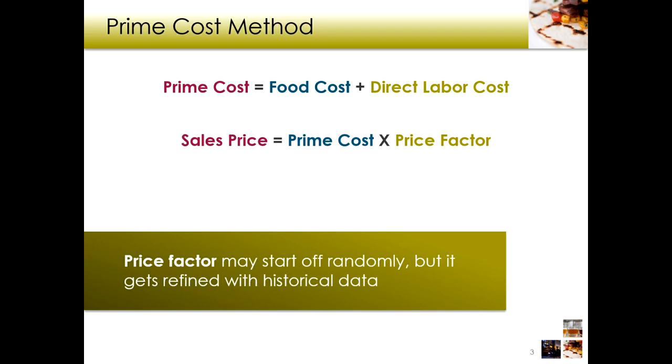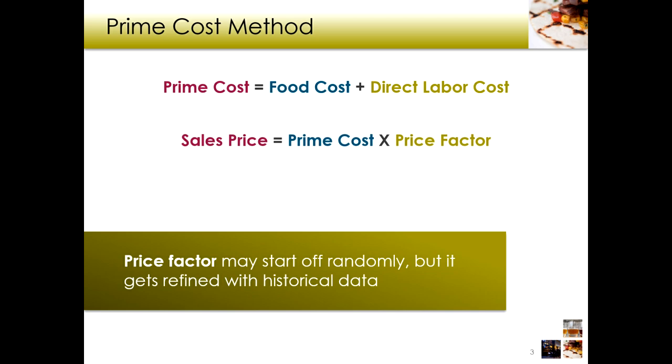You start with a number that you think is close, and then as you go through and actually calculate your food costs for the month and figure out how you're doing, that price factor may change. So over time, it can get a little bit better, a little bit worse, right? Price factor is simply just a number we multiply. A factor is any number that we multiply times another number. So, do we need double our prime cost to sell it?